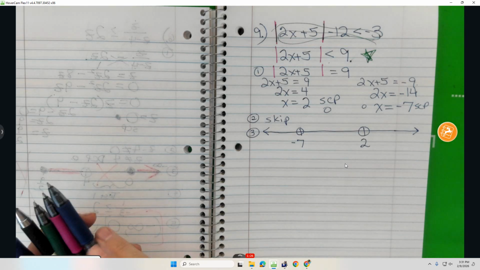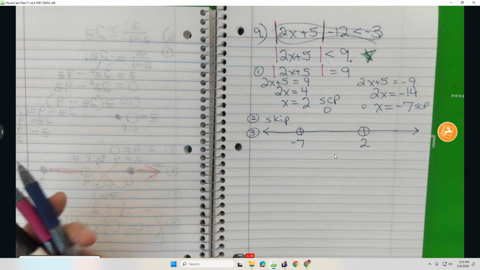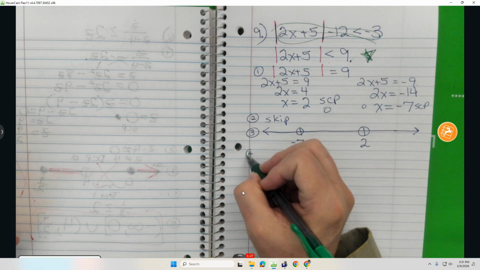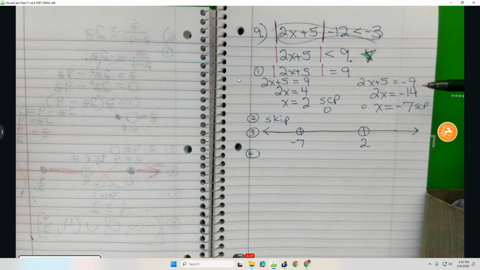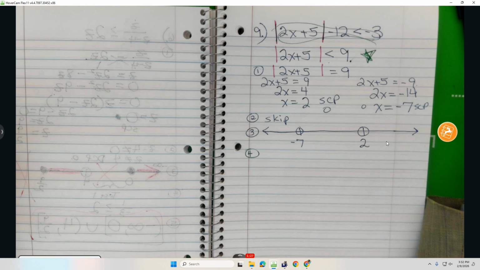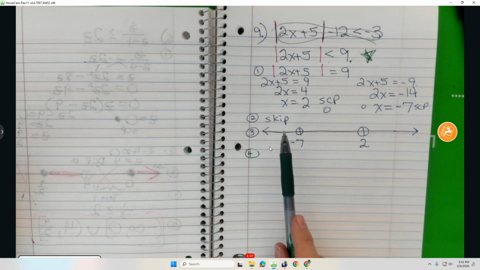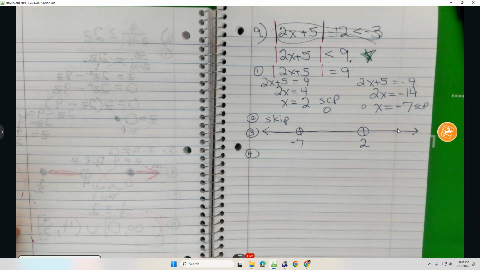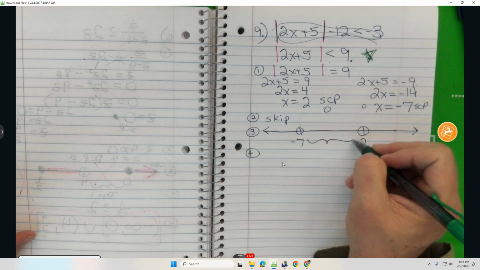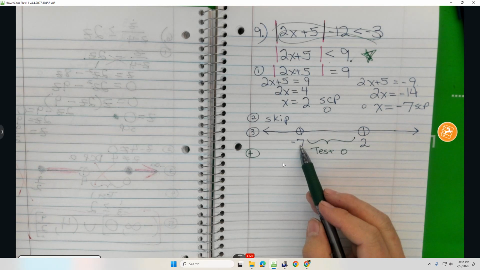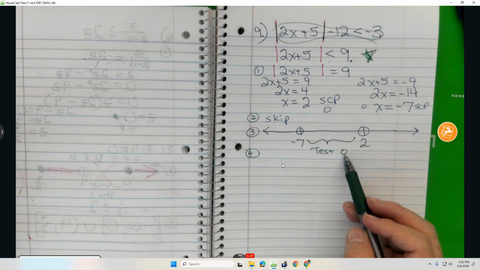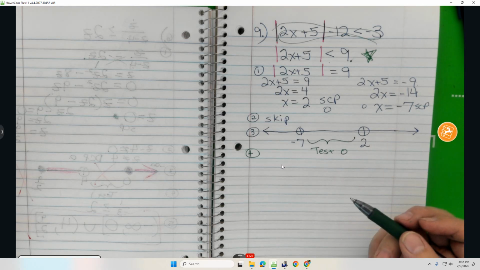Step number 4, what do I need to do? Test what number? Oh, by the way, there is no factoring, no repeated factors, so I don't need to test every interval. I'm only going to test one. What number do you think I'll test? Which interval contains 0? Interval 1, 2, or 3? Okay, so I'm going to test 0. 0 is between negative and positive. That's how I know 0 is in that middle interval.